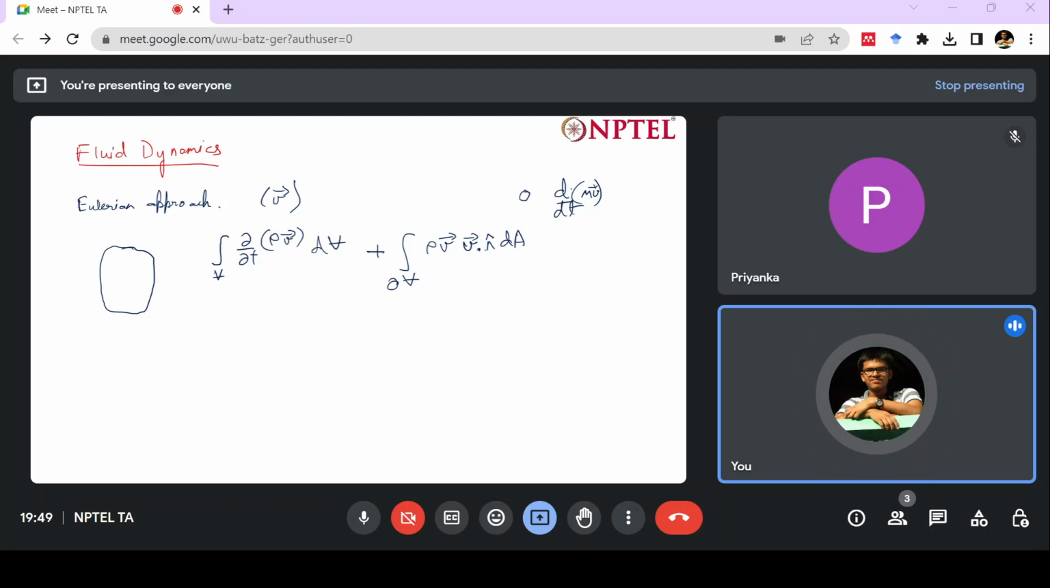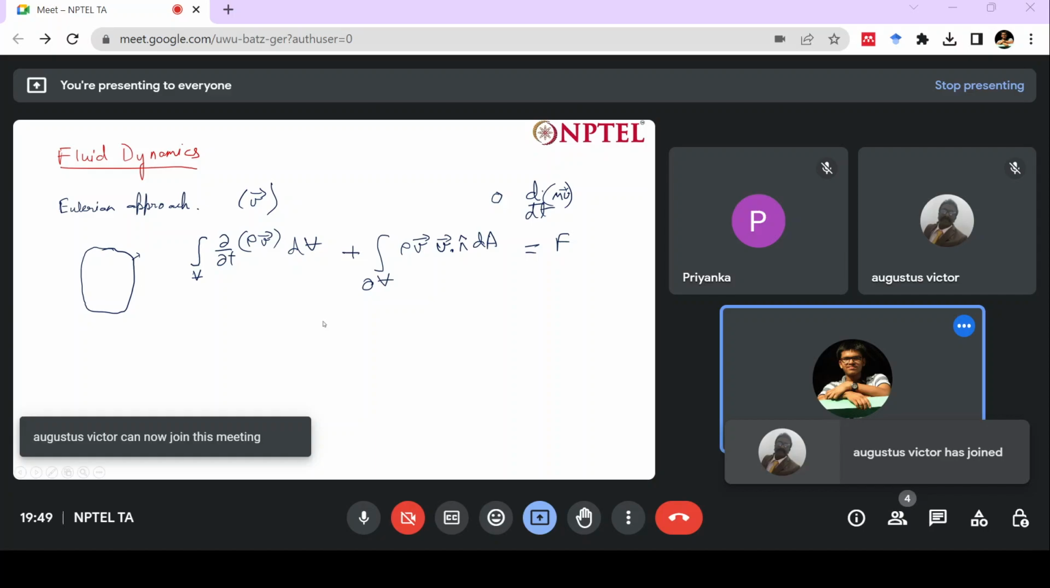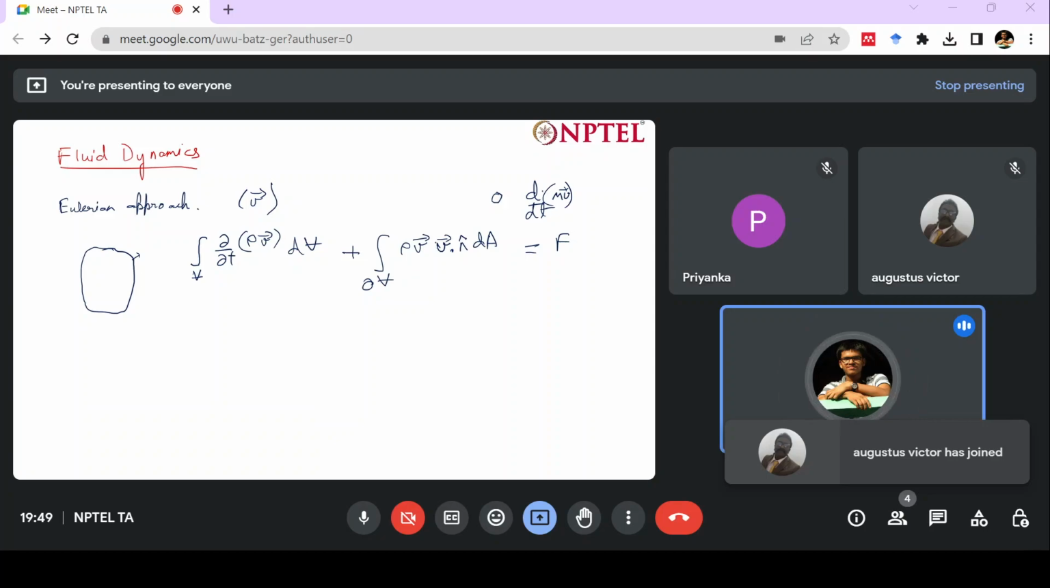So v dot n, what is this n cap? N cap is basically an outward normal, a unit outward normal. So this is equal to my force, and what we have done is simplify this using the mathematical Gauss theorem. We have converted this area integral into a volume integral and merged them.